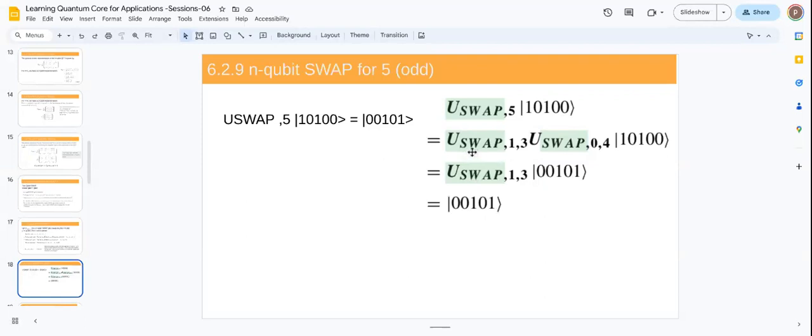And you can do this one by one. You can swap 1 with 3, 0 with 4. So this is an odd number. If it is odd, the middle one will remain as is. 1 will swap with 3, 0 will swap with 4, and the middle one will remain. And that is what is happening. So this is the swap operation.